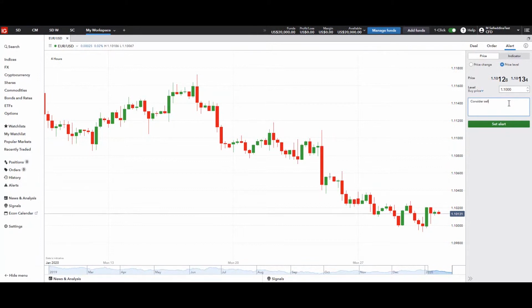We can also put a message there to remind us of what we're planning on doing. So at the beginning of the day, you can say, all right, I want to consider selling one lot at this level. And now you set the alert. It says, we'll alert you when your USD reaches 1.1.